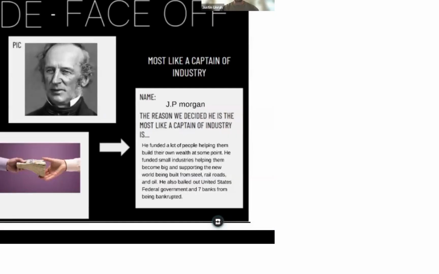Here I did one on the robber barons or captains of industry. So they put a picture in the middle, and then they had to say which one was most like a robber baron and which one was most like a captain of industry. I'd given them a reading on J.P. Morgan and Cornelius Vanderbilt.